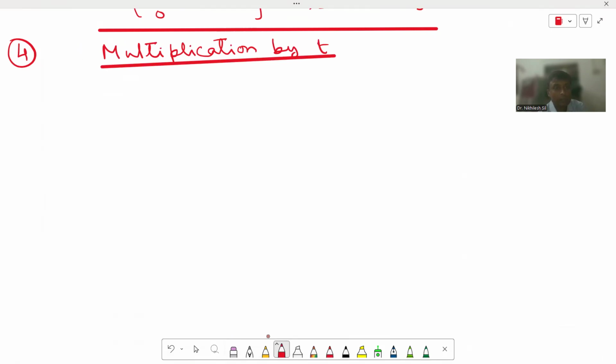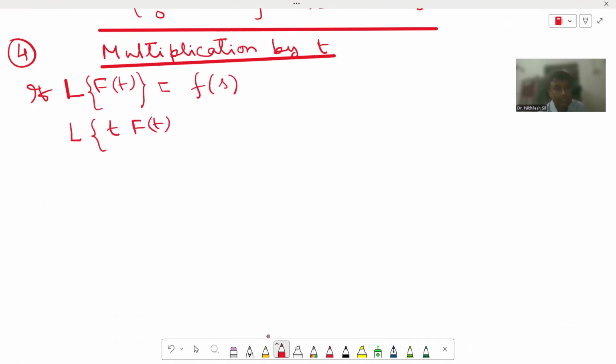Again, if Laplace of f(t) is equal to F(s), then Laplace of t f(t), if the function is multiplied by t, then what will be the formula? Minus derivative d/ds of F(s). Okay, clear? Minus d/ds of F(s).